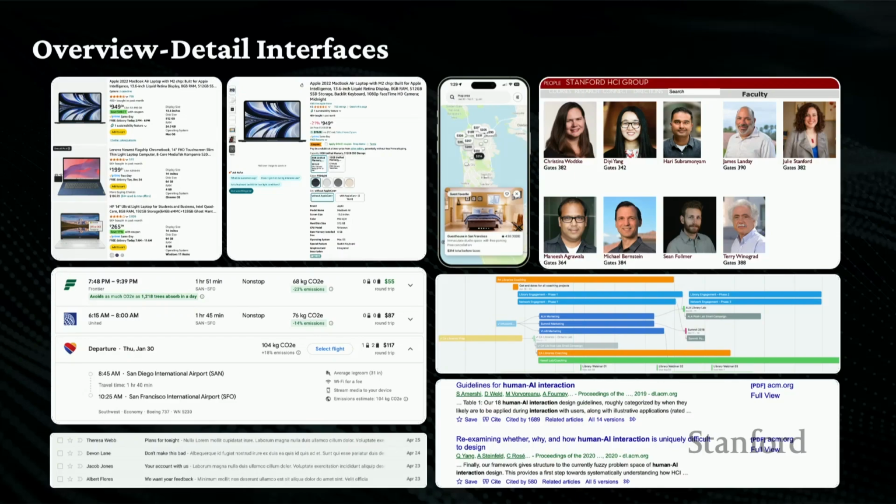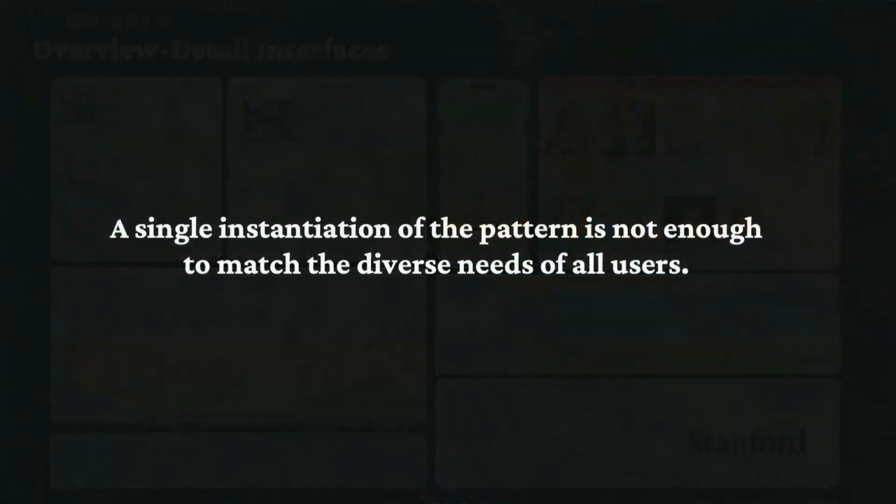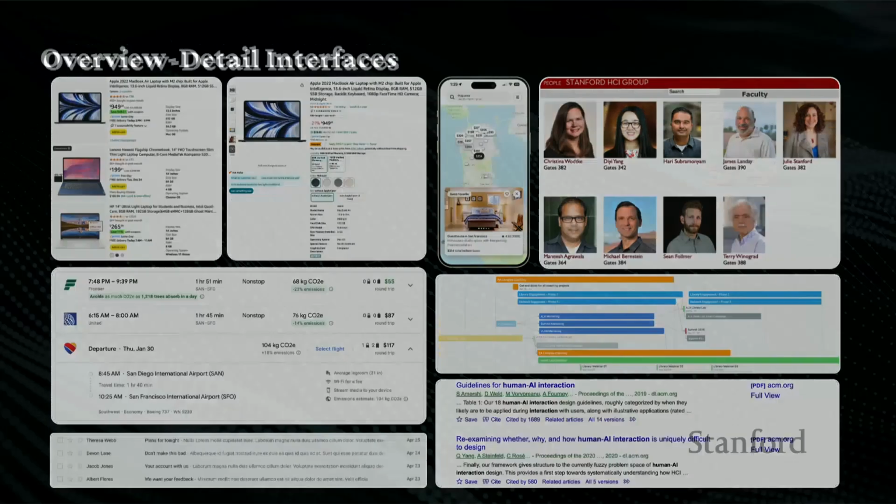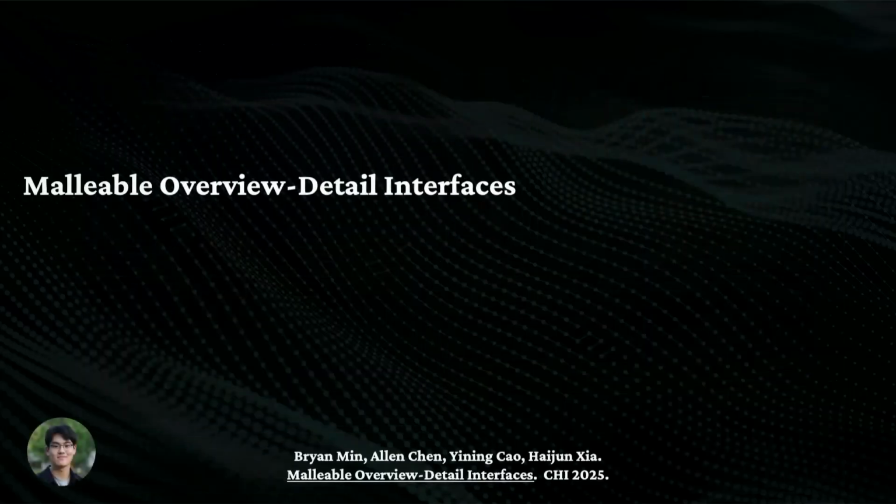So all these interfaces, as I said, use a single instantiation of the pattern, right? You cannot really adjust it. Some sites give you a little bit of customizability, but not fully. But this single instantiation is not going to meet everyone's needs, right? So what we did is, what if we can make this pattern malleable? Brian, my PhD student, led this project, and we're trying to follow Christopher Alexander's notion.